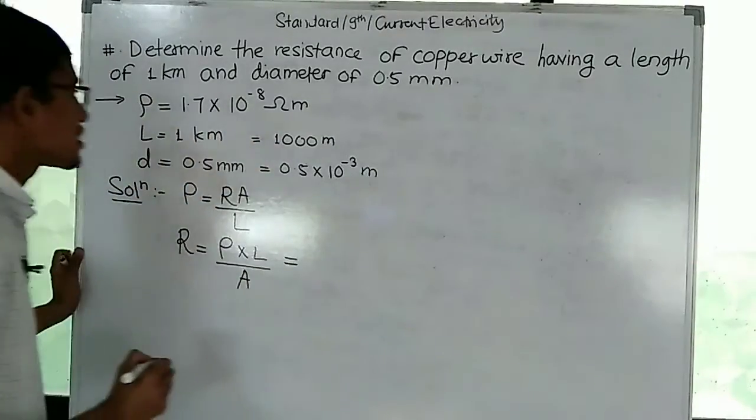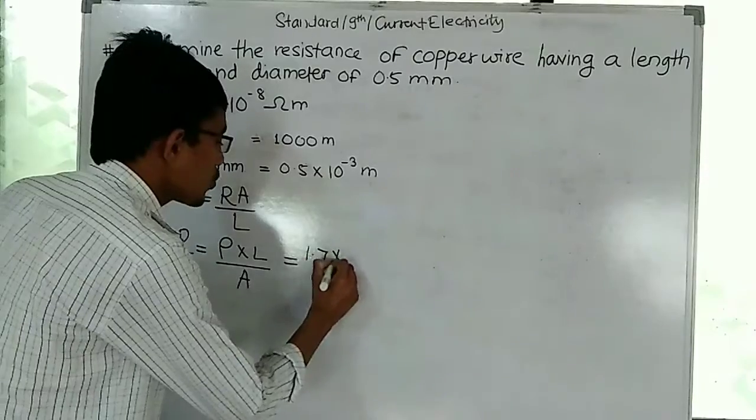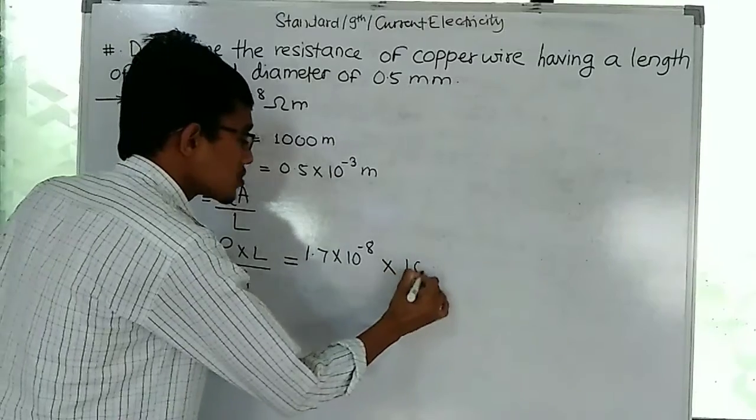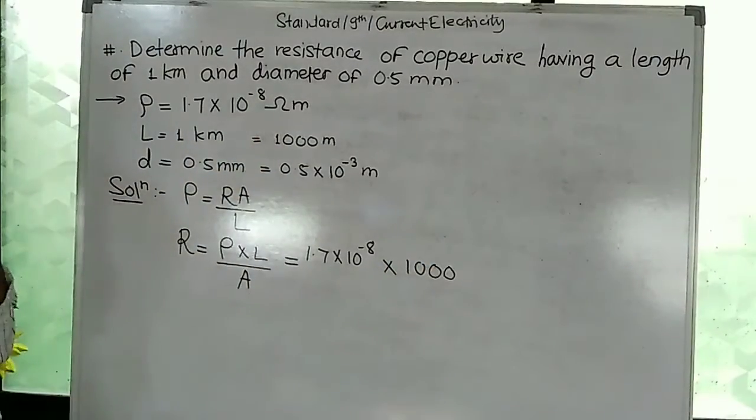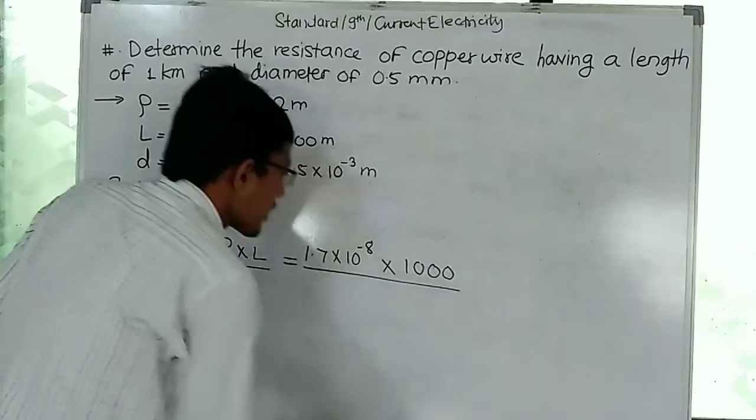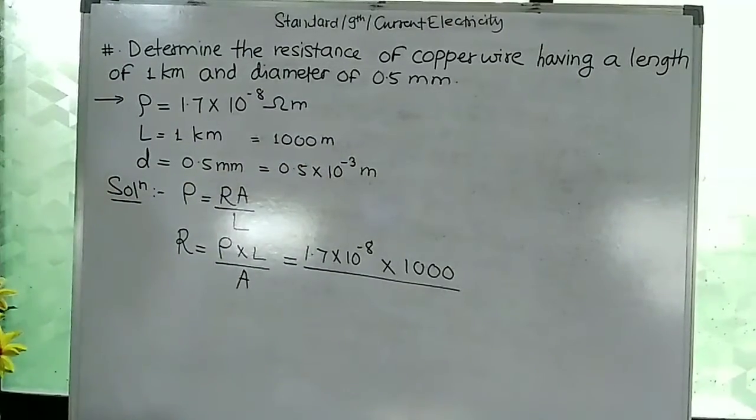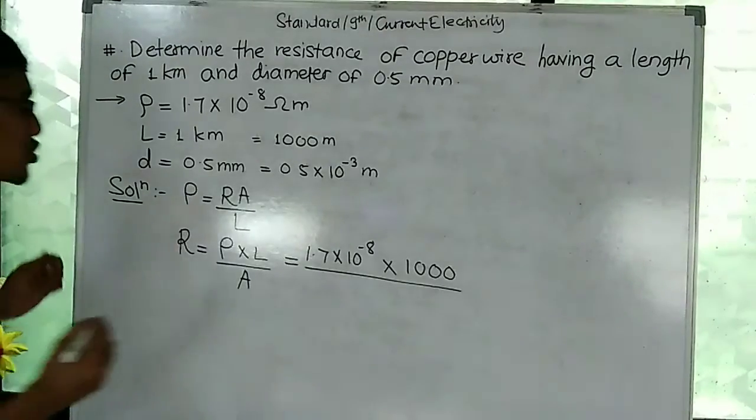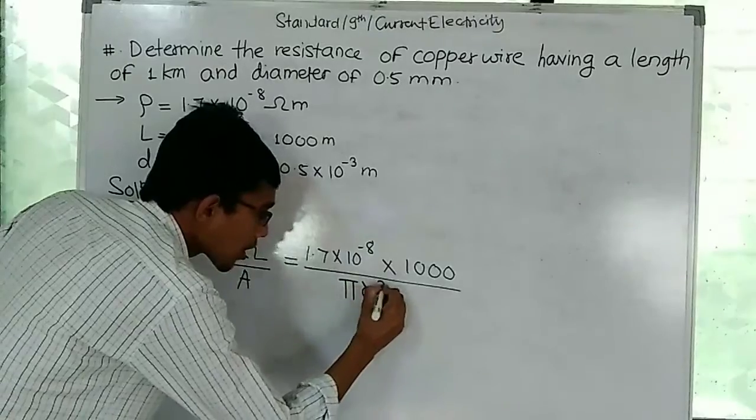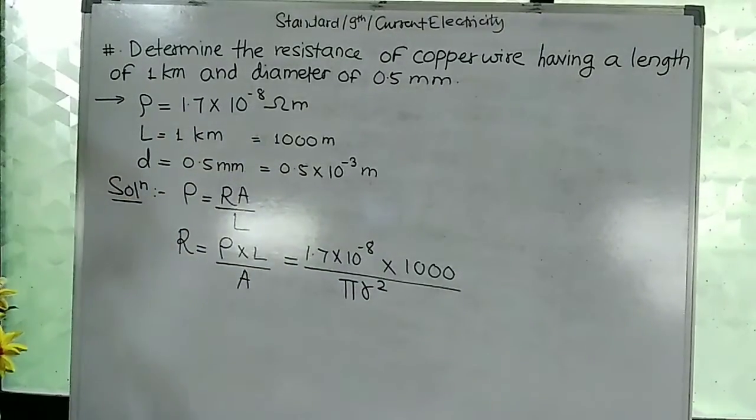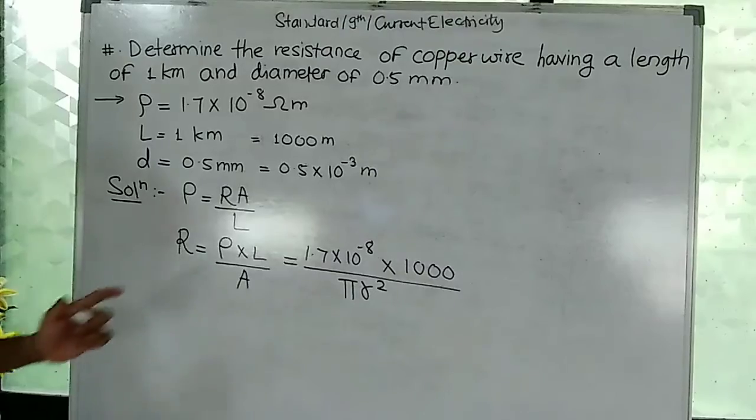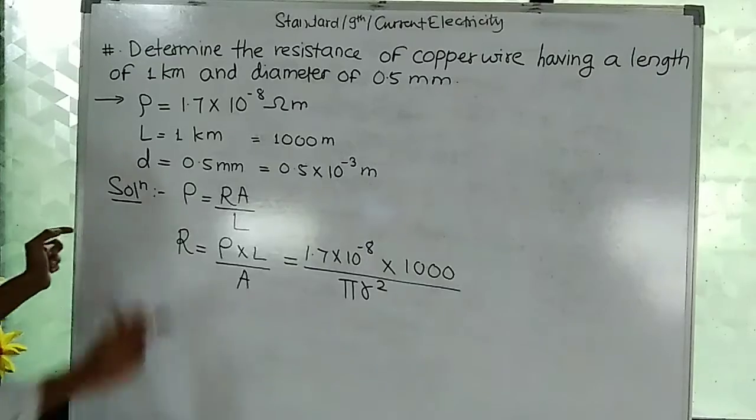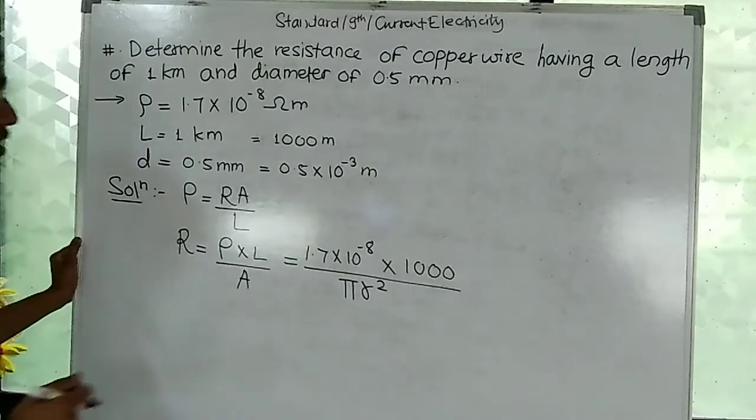The value of resistivity is 1.7 into 10 raised to minus 8, into length 1000 meters, upon area. Again the wire will have a circular cross section, so area is going to be pi r square. Now what have we been provided with? Diameter is given, radius is not given. So we will convert this diameter into radius.